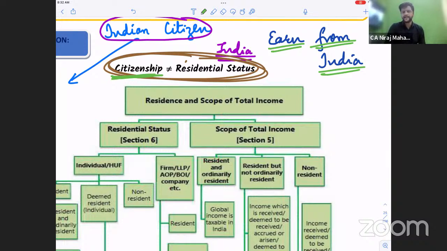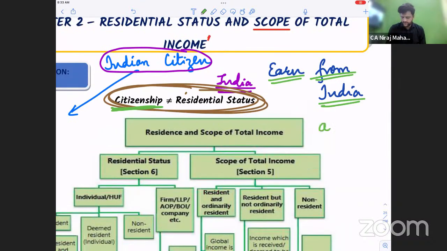Clear till here? That is very important. Where is the income getting generated? That is the most important point. So here also we'll use the word accrue. Is it getting accrued in India? Accrued means generated. Whether the right of earning that income, whether the income has been earned in India or not. If it is earned in India, done. You have to pay tax on it in India, even if you are staying or not staying in India.